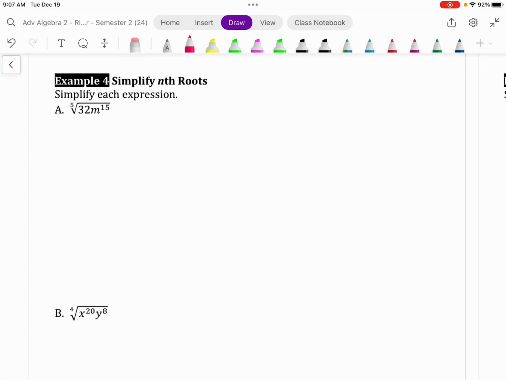So last, let's look at simplifying. We have simplified radicals before. We've even kind of simplified cube roots when we were factoring perfect cubes. But what happens if I have, say, a fifth root or something like that? First off, you look at your number first.